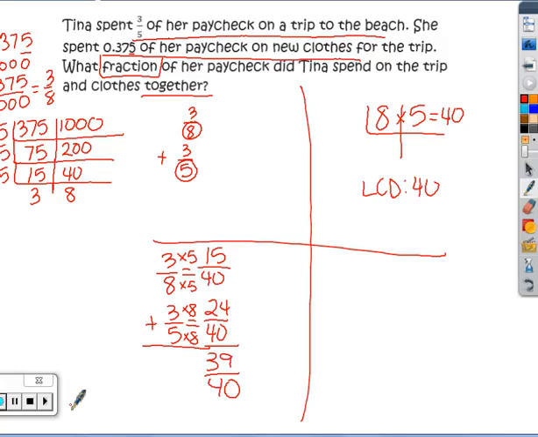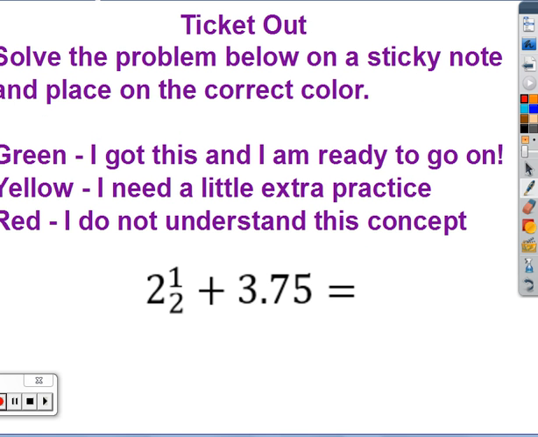And then I would have our kids do partner practice where they are working on word problems that involve fractions, decimals, and whole numbers. And then before we leave, we have a ticket out. So solve the problem below on a sticky note and place it on the correct color. So before they walk out, there is a red light, green light, yellow light. The green means I got this and I'm ready to go on. Yellow, I need a little extra practice. And red, I do not understand this concept. So I'm looking for them to solve and then tell me how they think that they're doing with it. Hope this helps.